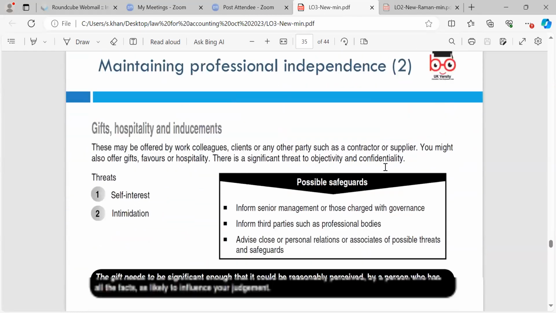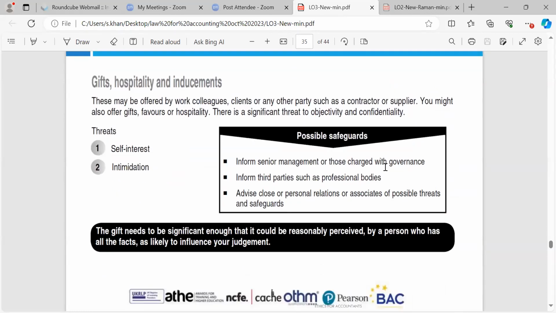Maintaining professional independence: gifts, hospitality, and inducement. These may be offered to work colleagues, clients, or other parties such as a contractor or supplier. You might also be offered gifts, favours, or hospitality. There is a significant threat to objectivity and confidentiality, and the threats are self-interest and intimidation. Possible safeguards are to inform senior management or those charged with governance, inform third parties such as professional bodies, and advise close or personal relationships of associates of possible threats and safeguards.